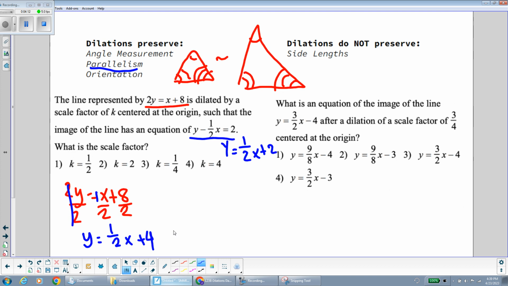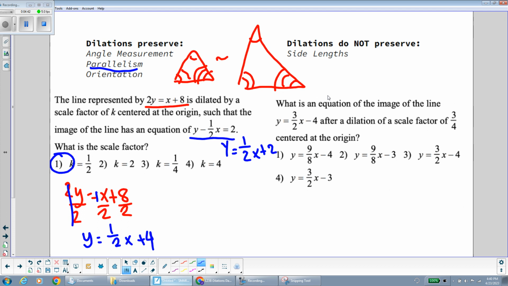Let's see what happened from the y-intercept of the pre-image to the y-intercept of the image. Notice how it got cut in half. It went from 4 to 2. So that tells us that the scale factor here is 1/2. And that works anytime you have a dilation centered at the origin. The slopes will stay the same, but the y-intercept will change by the scale factor. So from this to this, it's multiplying by the scale factor of 1/2.